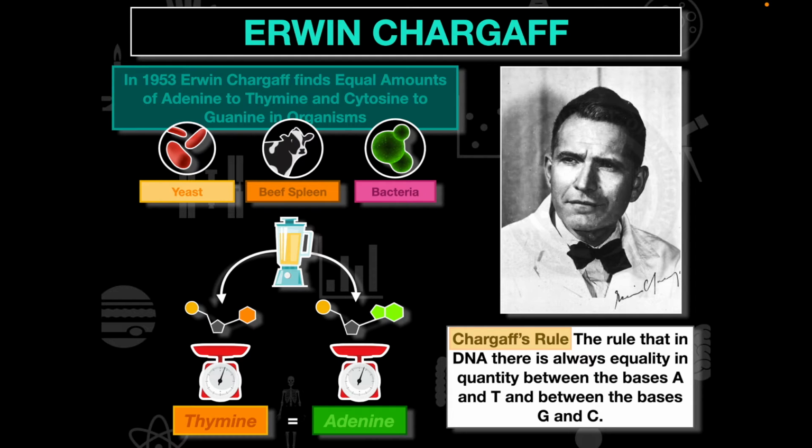So Chargaff's rule is the rule that in DNA there is always equality in quantity between the bases A and T and between the bases G and C. This is important for us to understand when doing a variety of other processes that we'll talk about in this unit.